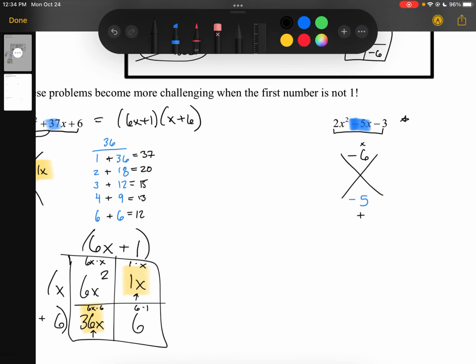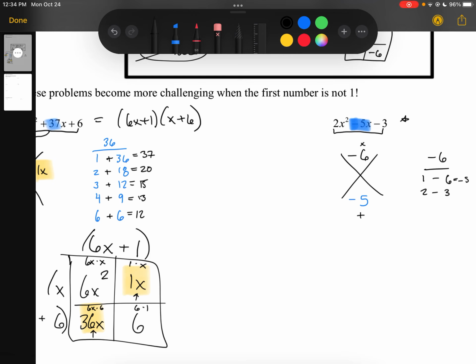So if we try for -6, we should just list out all of our factors first. We have 1 and 6. We also have 2 and 3. And it seems like, yep, those should be the only ones that we have here. So let's see what we get when we put 1 and 6 and add those together.